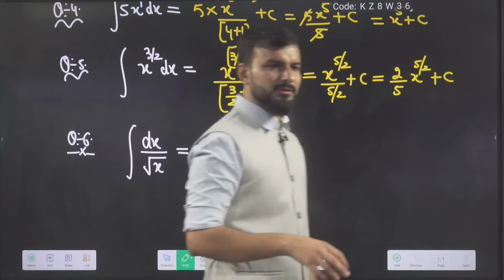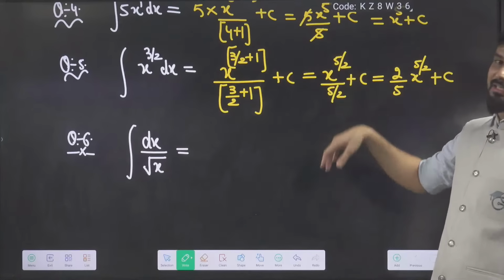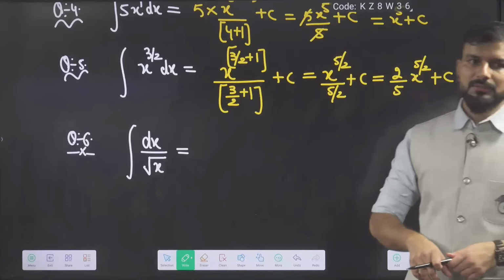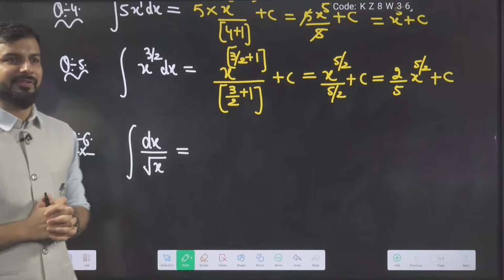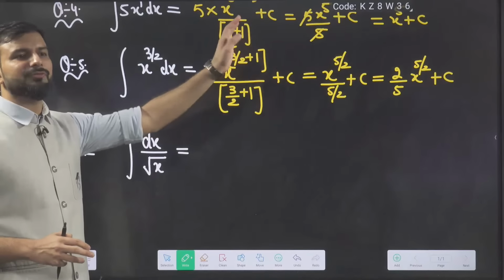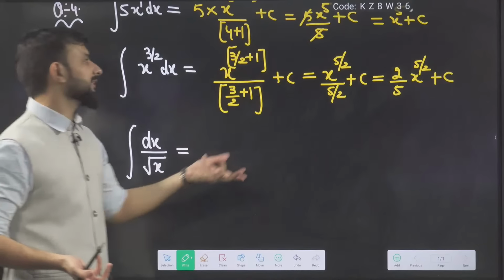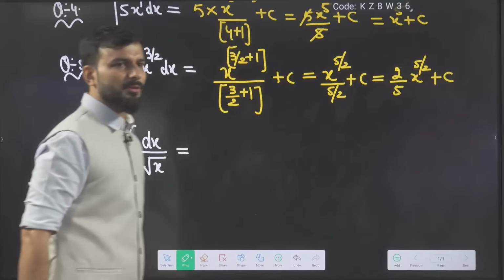I will tell the reason for c in the next class, not today's class. Two types of integrations are there. One is definite, one is indefinite. Here we are integrating, but from where to where we don't know. So that is why we just write some constant here.